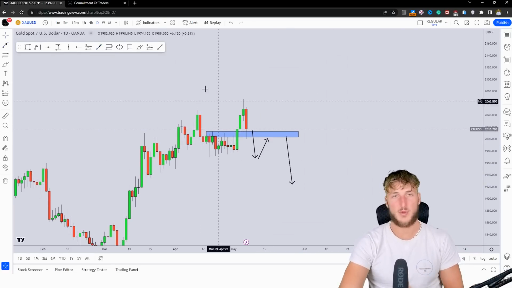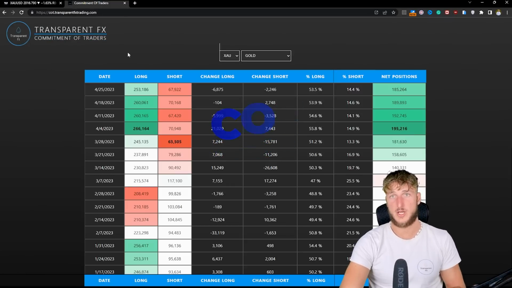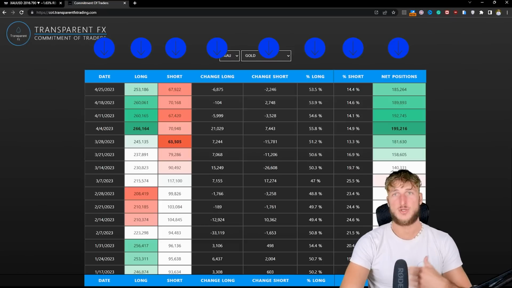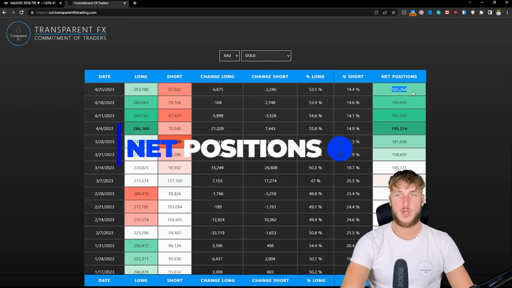Now, before we speak about that, let's first go and see what we have when it comes to the commitment of traders, so the COT data, which is what the non-commercials, so the biggest speculators in the market, are doing, which are essentially hedge funds. What we can see is that with the last reports, we went from 195k net positions all the way down to having 185k net positions.